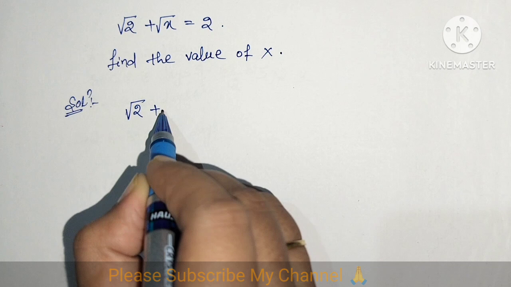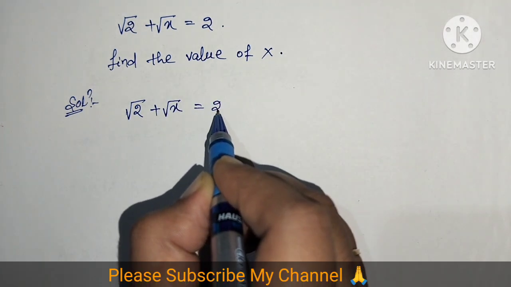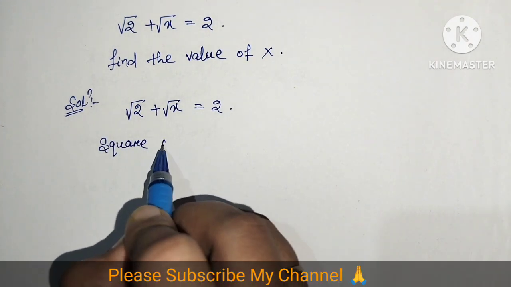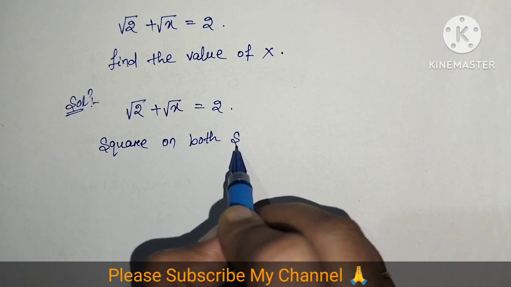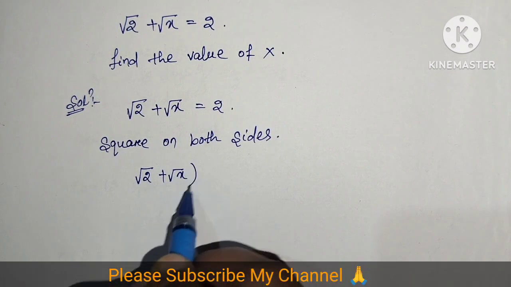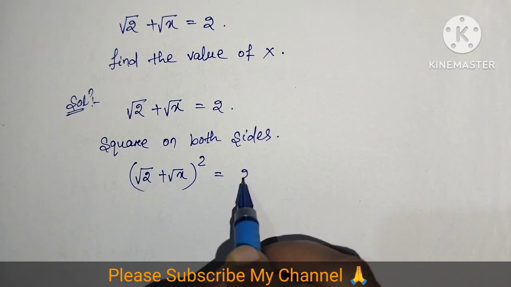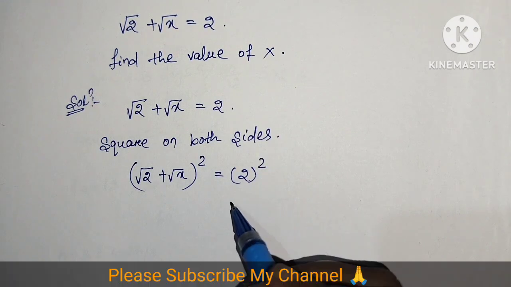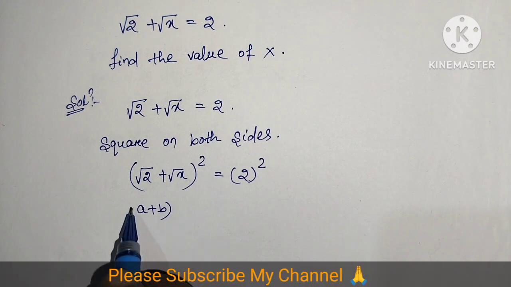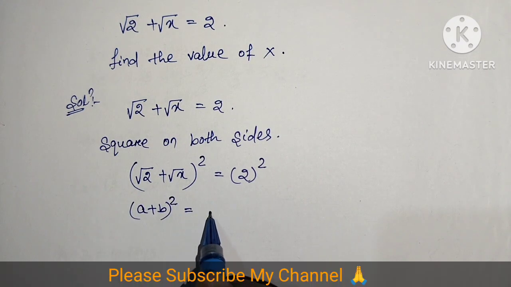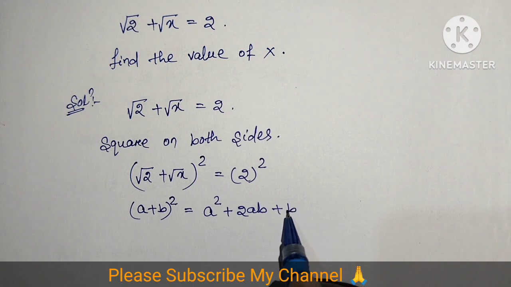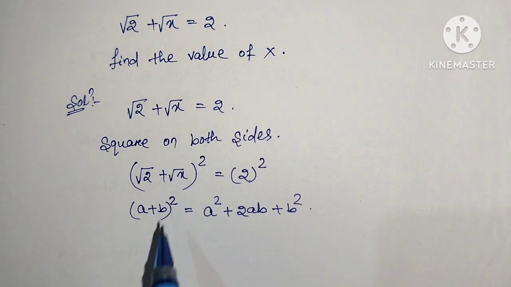Root 2 plus root x is equal to 2. Then square on both sides. Then (root 2 plus root x) whole square is equal to 2 square. Here we apply (a plus b) whole square, which is equal to a square plus 2ab plus b square. We apply this algebraic rule.